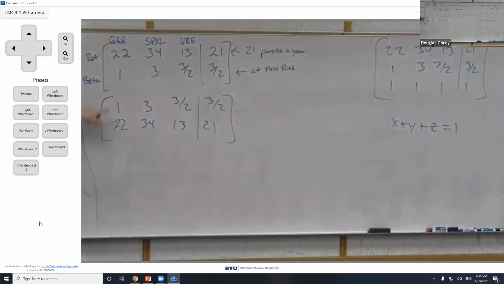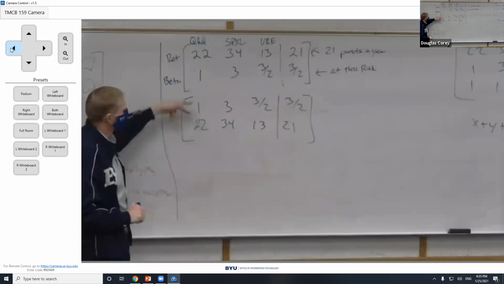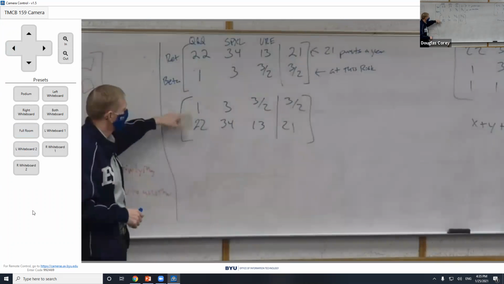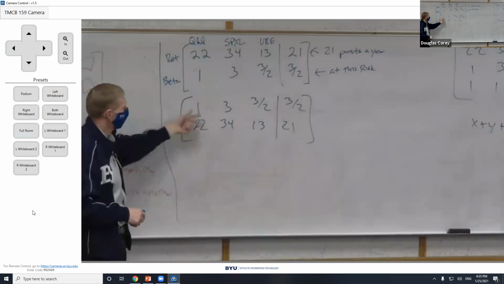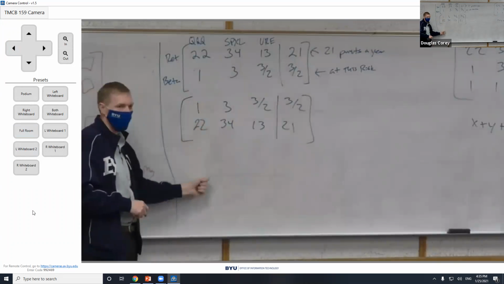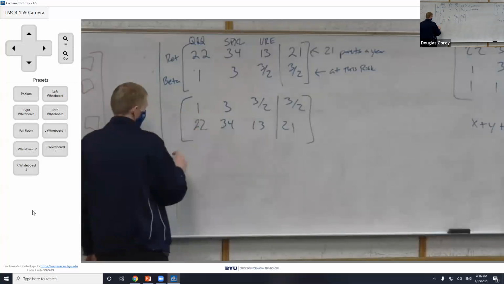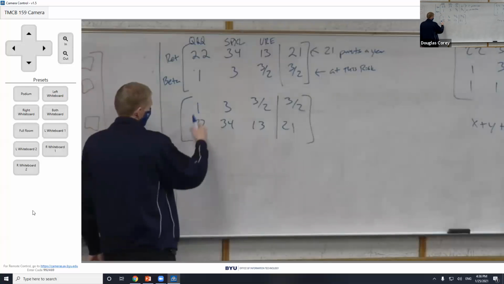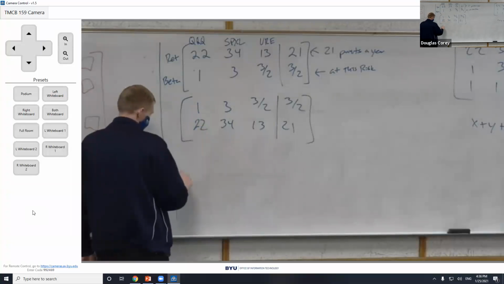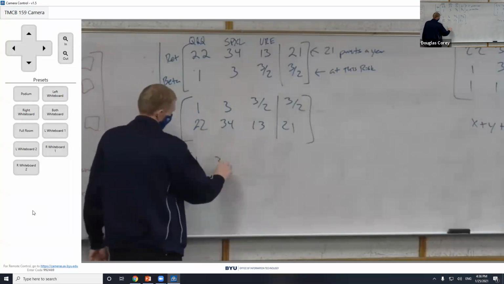I wanted a 1 in this upper left-hand position, if I could get one. I saw I already had a 1 here, so I just swapped those. Easy. Now I want this to be 0, so I want to use that 1 to make everything else below it 0. I'm going to multiply this first row by negative 22 and add. So the first row will be the same.